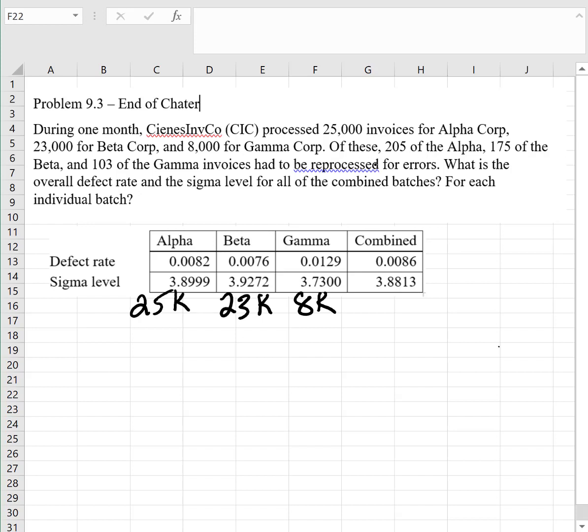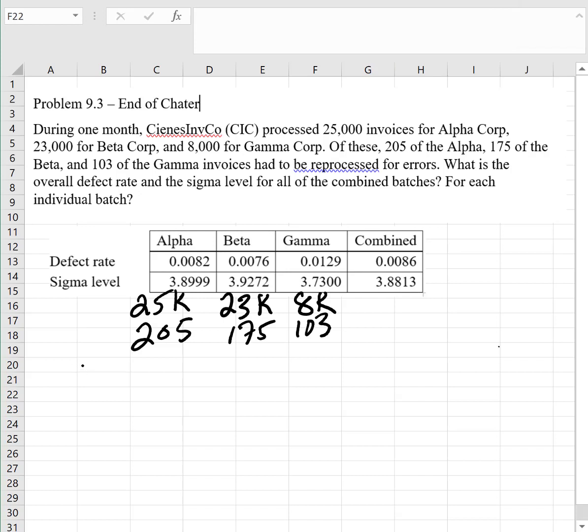Of those, 205 from Alpha, 175 from Beta, and 103 from Gamma were defective or had errors. They had to be reprocessed. What is the overall defect rate and the sigma level for all of the combined batches, and then for each individual batch?